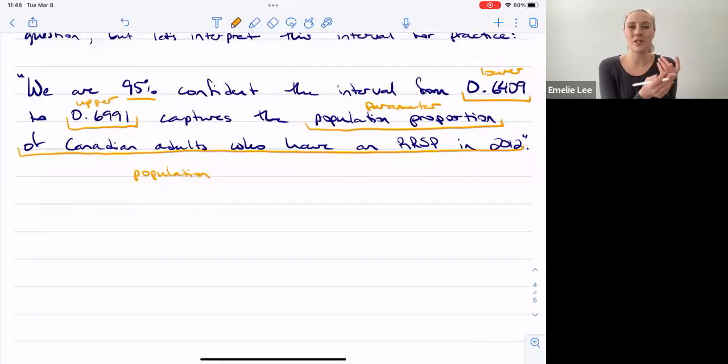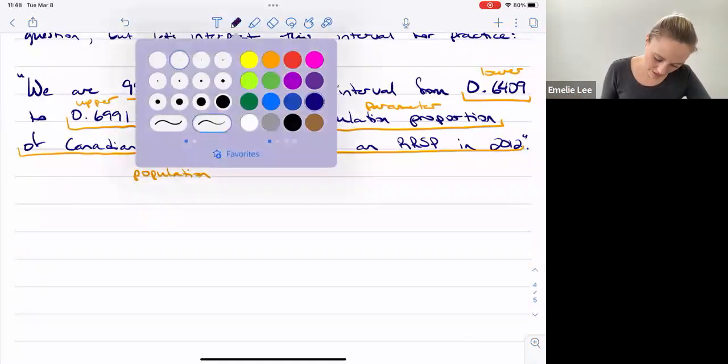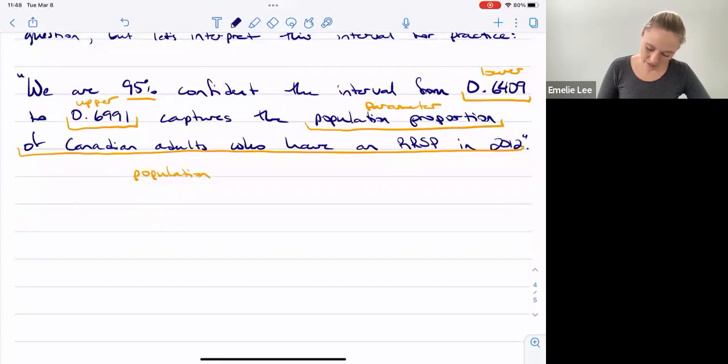Okay, so the interpretation of your confidence interval is always the same. We are some percentage confident that the interval from here to here captures this parameter, right? Whatever you're interested in, and then of what population. Okay, so let's see here.